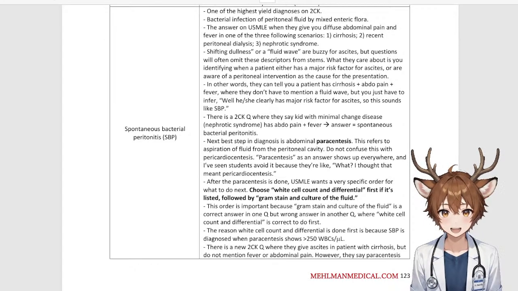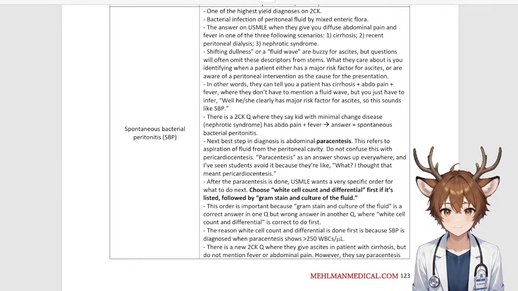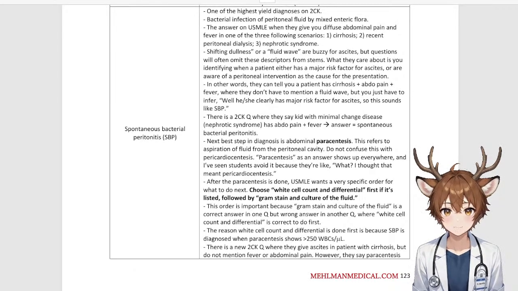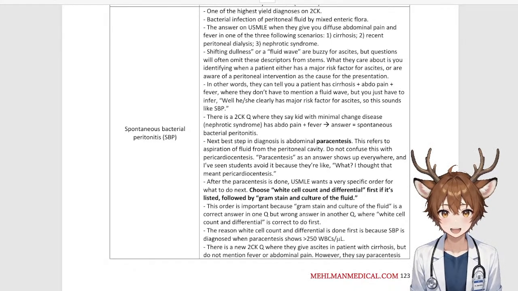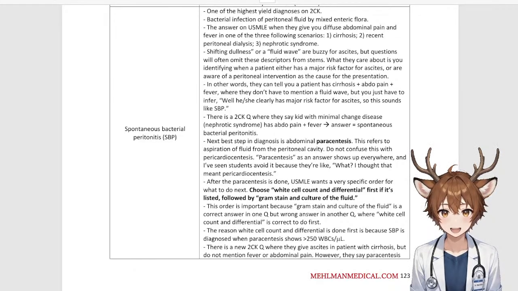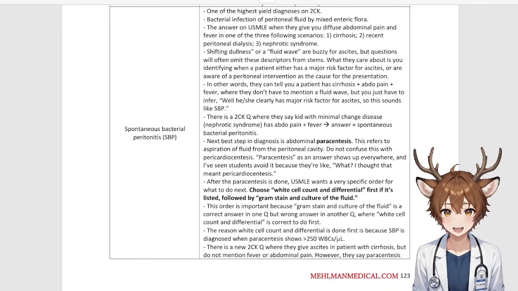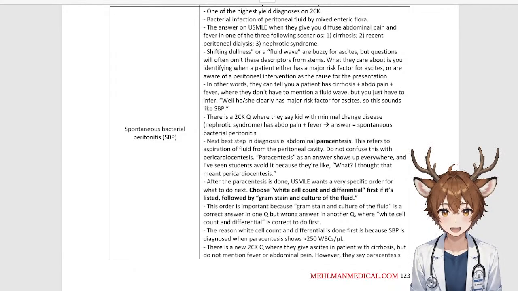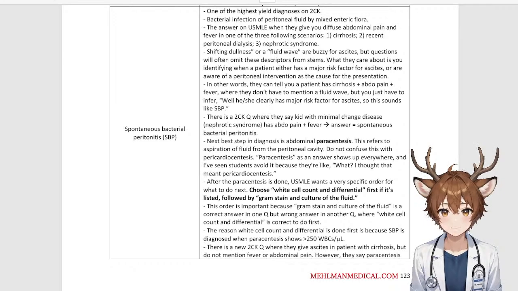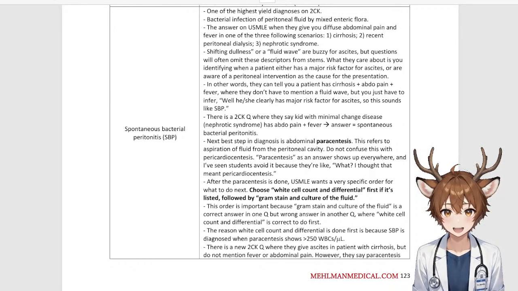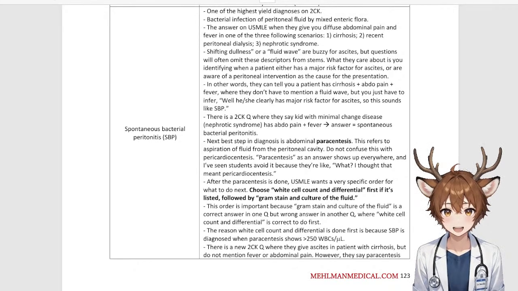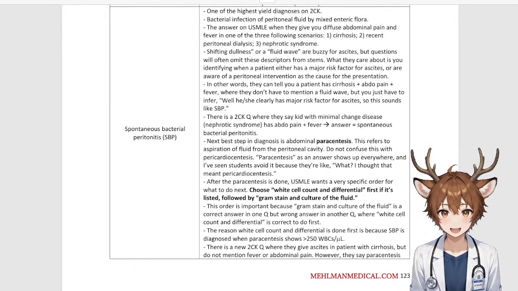Spontaneous bacterial peritonitis, SBP. One of the highest yield diagnoses on 2CK, a bacterial infection of the peritoneal fluid by mixed enteric flora. The answer on USMLE when they give you diffuse abdominal pain and fever in one of the three following scenarios: 1. Cirrhosis, 2. Recent peritoneal dialysis, and 3. Nephrotic syndrome. Shifting dullness or a fluid wave are buzzy for ascites, but questions will often omit these descriptors. What they care about is you identifying when a patient either has a major risk factor for ascites or is aware of a peritoneal intervention as the cause of the presentation.